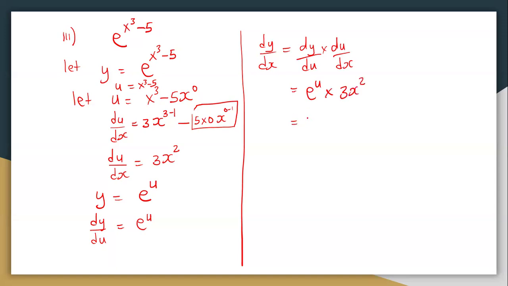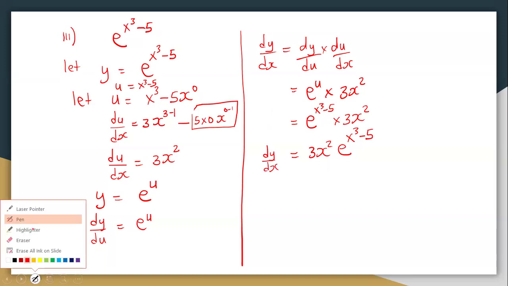So here I'll end up with e to the power u, but u was x cubed minus 5. So I'll say e^(x cubed minus 5), then times 3x squared. Therefore, I can start with 3x squared. I say 3x squared e^(x cubed minus 5). And that is our answer for our dy/dx.